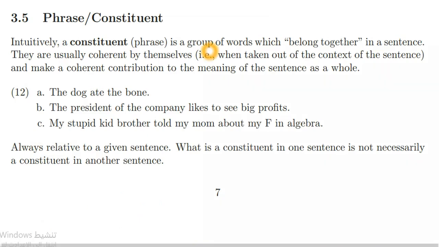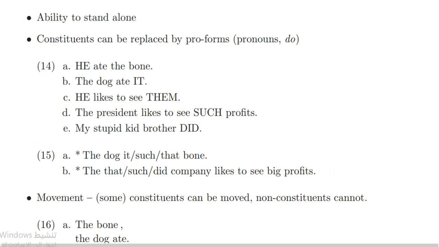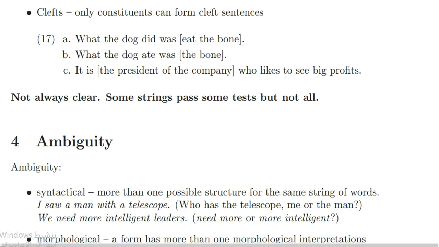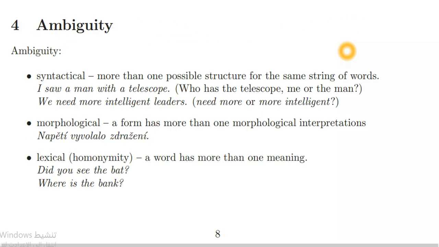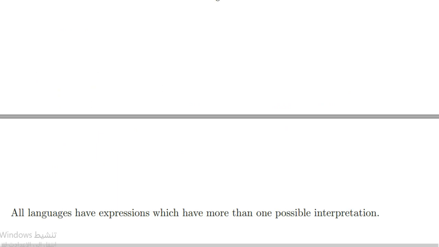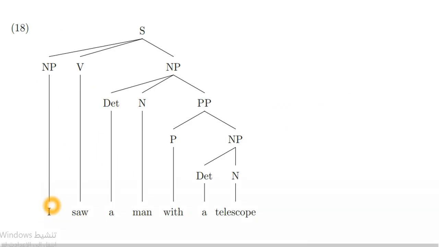So let's move to the phrase here that we need to talk about again. I have to show you something related to ambiguity. Ambiguity of structure is very important, so let's look carefully at ambiguity. We have syntactic ambiguity and lexical ambiguity: syntactical, morphological, and lexical. Did you see the pet? Where is the bank? So this is very normal, but moving to an example that is very clear.